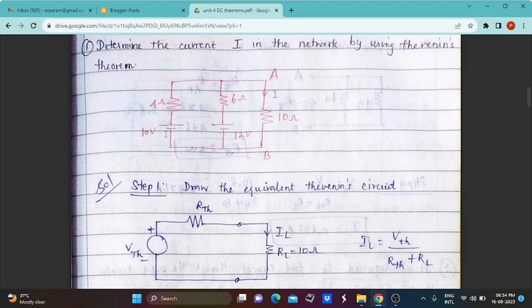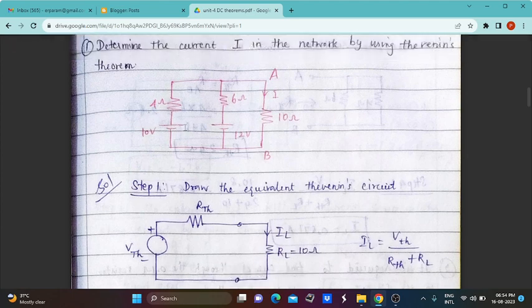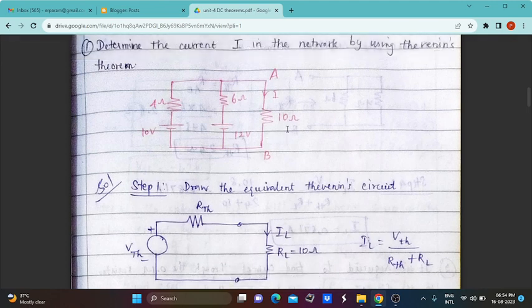So the polarity is positive and negative, which is connected. From this polarity of voltage sources, we can identify this circuit is a DC circuit. Here two resistors, 4 ohm and 6 ohm, are connected in series with these two voltage sources, and there is an A terminal and a B terminal, and in between these two terminals a 10 ohm resistor is connected.